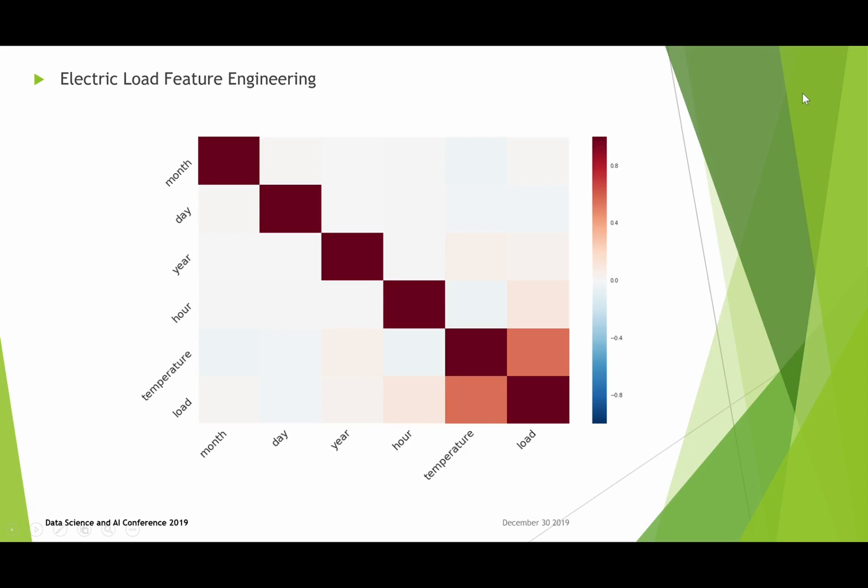We also did electric load feature engineering for the several schemas of our raw data. Based on this correlation matrix, we found that the temperature has the highest correlation with the predicted value, the column load. So we will separate the schemas into two cases. One is the case with all the schemas, including month, day, year, hour, temperature. And in the second case, we would only use the temperature to predict the load.